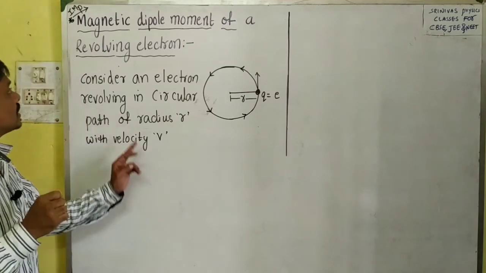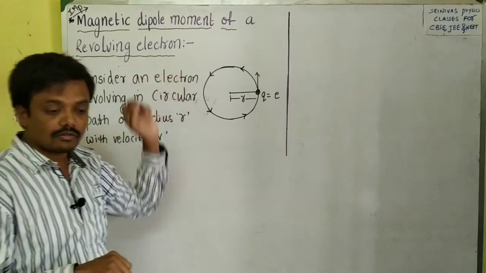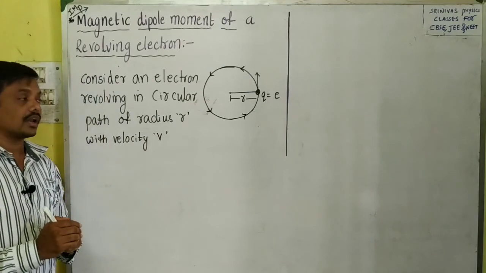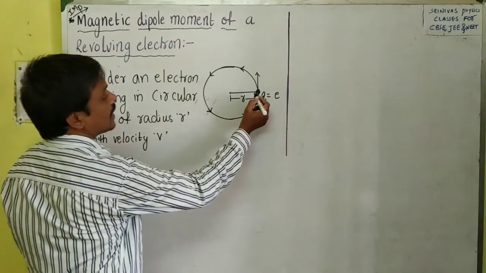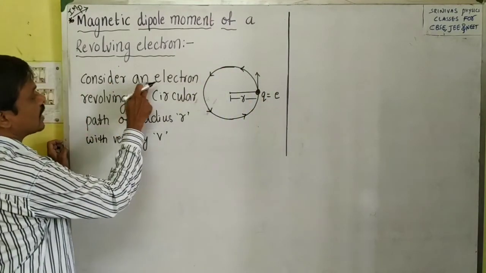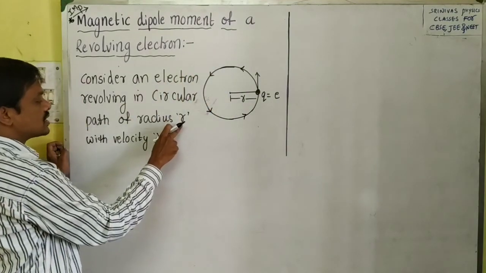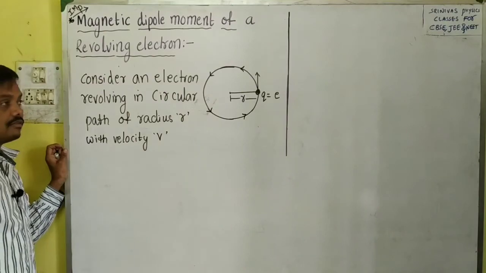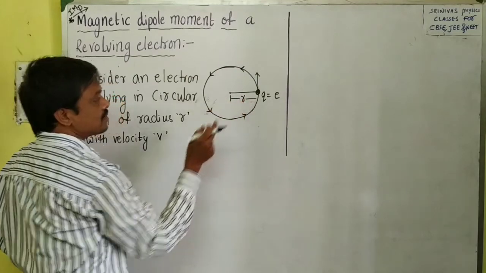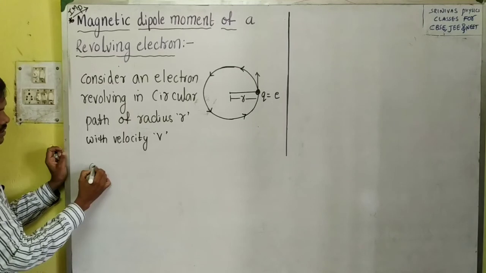Now let us see here. I am going to derive the formula for the magnetic moment of a revolving electron. Previously we derived the magnetic moment of a current carrying coil. Now, an electron is moving in a particular orbit. Consider an electron revolving in a circular path in a certain orbit, whose radius is small r, with velocity v. The charge of the electron is q equal to e, and the radius of the orbit is small r.